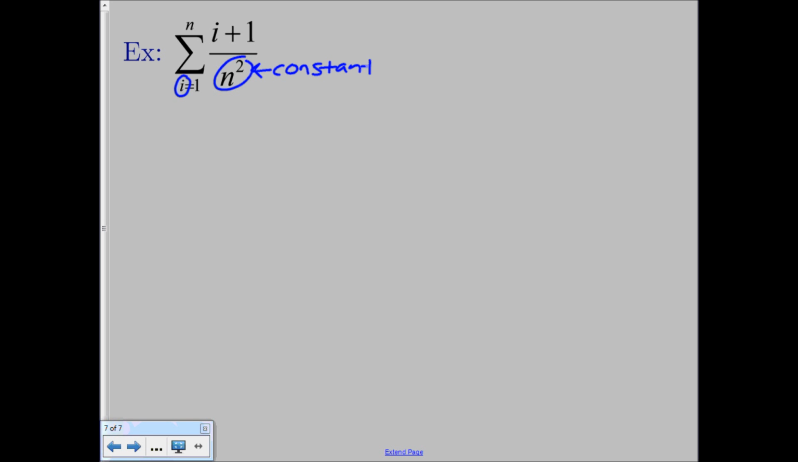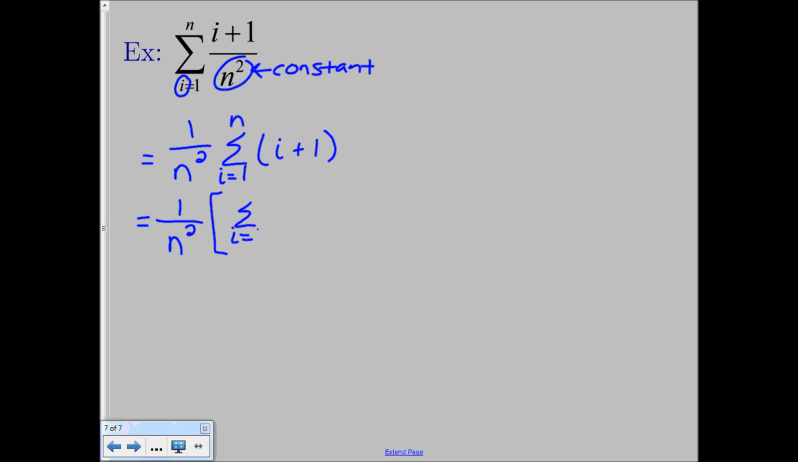So we can use our constant rule for summations and pull it out front. So we're going to pull the 1 over n squared out front. And then we're going to have the sum from i going from 1 to n of i plus 1. And so now we're going to use the sum and difference property of summations to split that up into two sums. So now I want to make sure that 1 over n squared gets multiplied into both of them. So we're going to put brackets around them. So the sum of i going from 1 to n of i plus the sum of i going from 1 to n of 1. Okay, and so now we're ready to use our summation formulas.